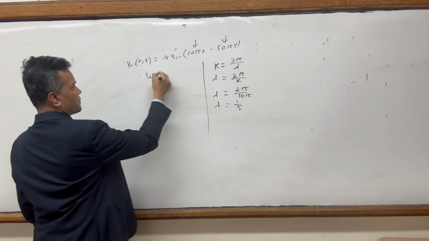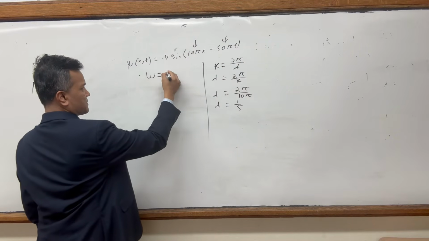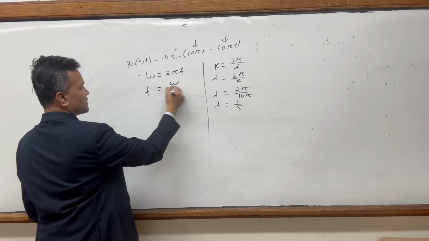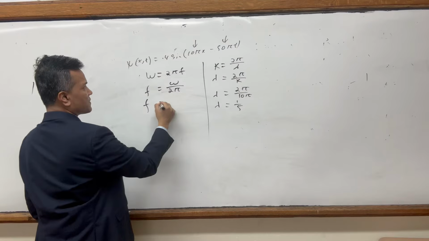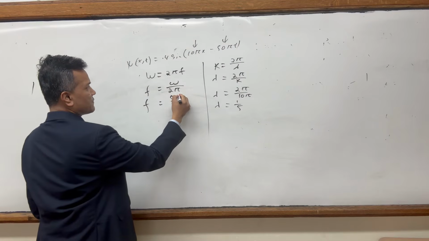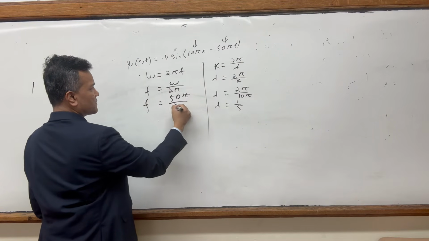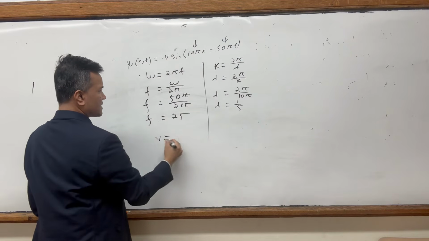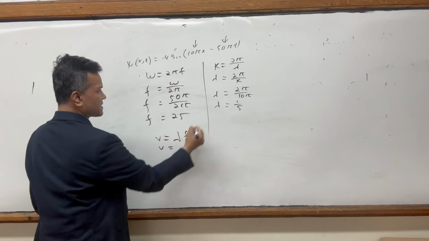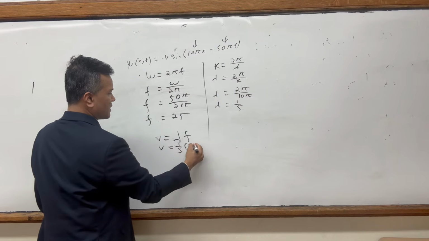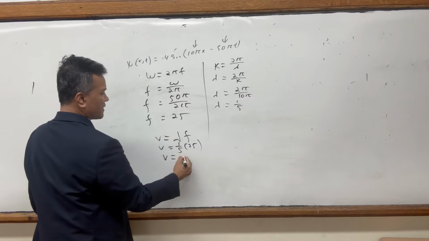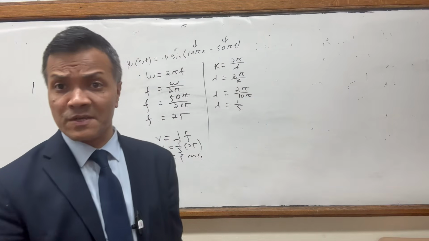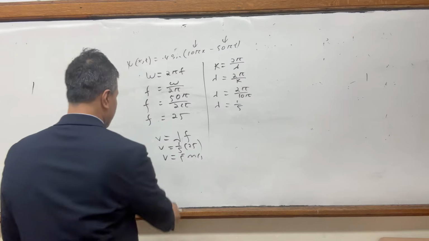The frequency: omega is 2 pi f, right? So f is 50 pi over 2 pi. So f is 25. So velocity is lambda times frequency. Lambda is 1 over 5, frequency 25. So 5 goes into 25, 5 meters per second. So both ways you get the same answer. One is faster, one is not so fast.